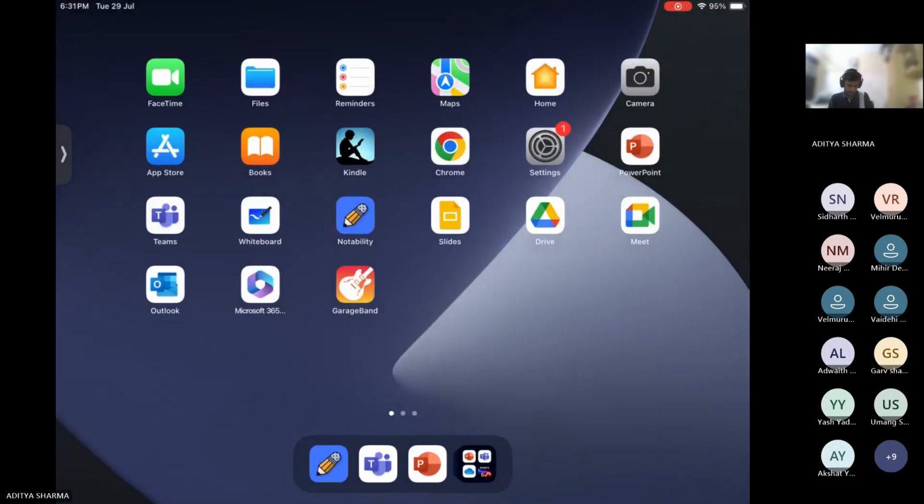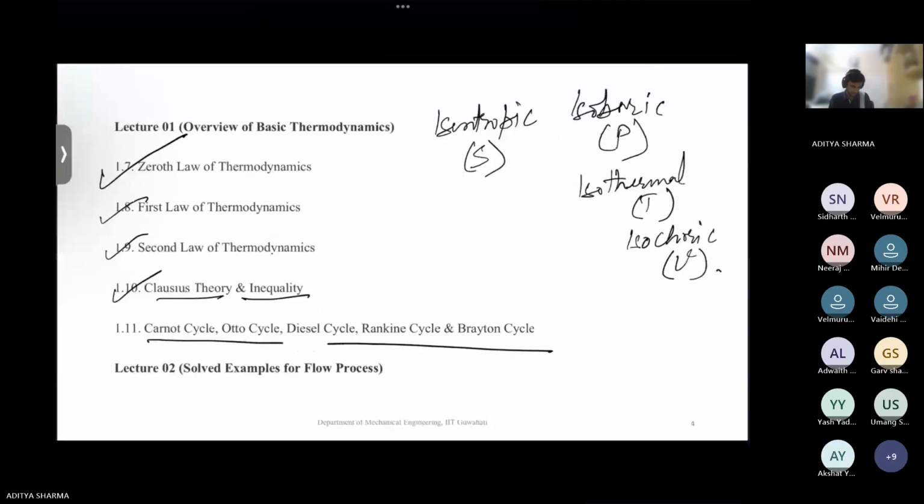After that, your different cycles have been discussed, right? Your Carnot cycle has been discussed, which is an ideal cycle. Then Otto cycle has been discussed. The diesel cycle. Rankine cycle is used in your steam power plants.